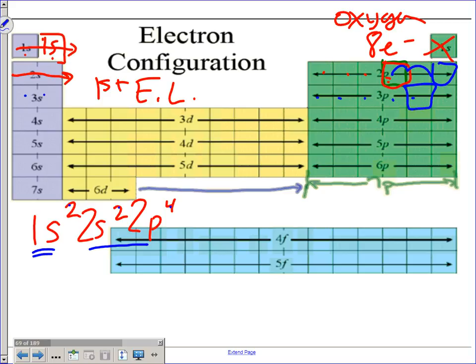So the elements build up their energy level shells with electrons based on how many electrons they have. And there's a method: 1s2, 2s2, 2p6, 3s2, 3p6, 4s2, 3d10, 4p6, and so forth. It's a pattern. So let's backtrack. That's an electron configuration right there. But what do the numbers mean?